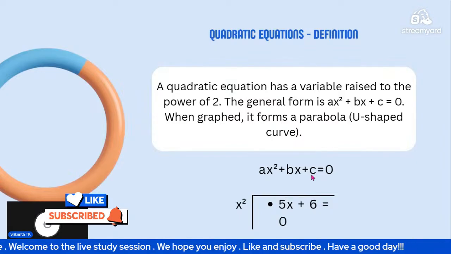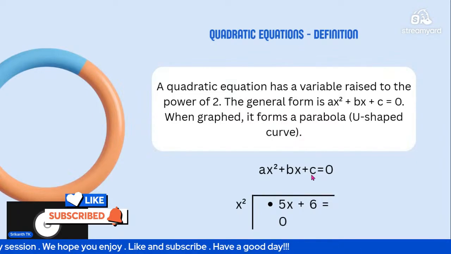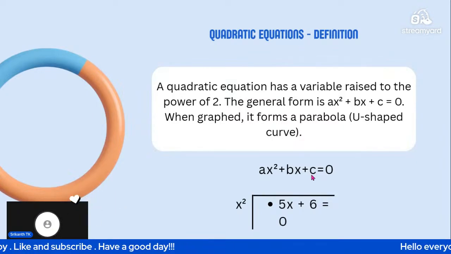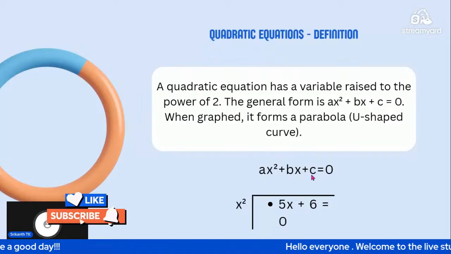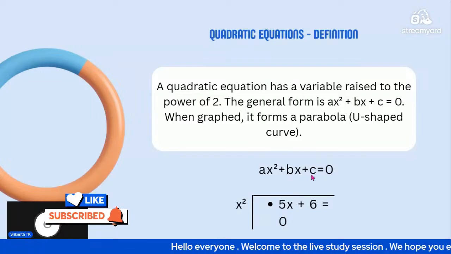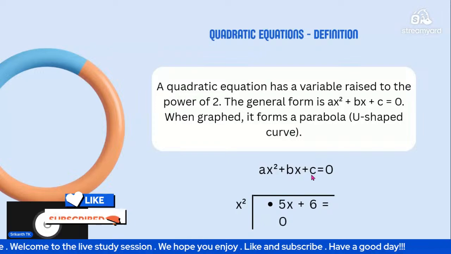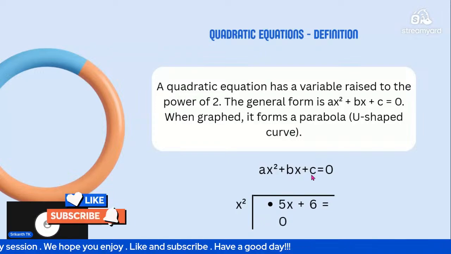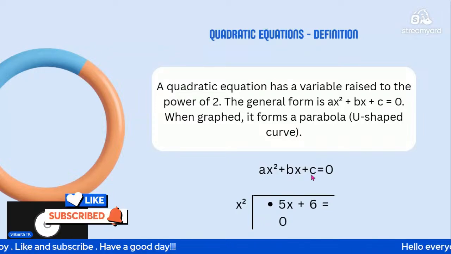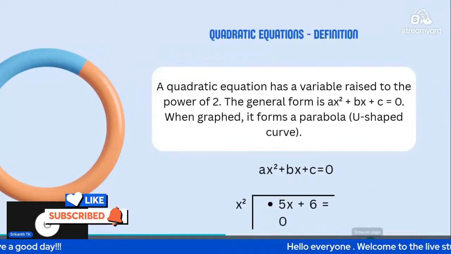Quadratic equations. A quadratic equation has a variable raised to the power of 2. The general form is ax squared plus bx plus c equals 0. When graphed, it forms a parabola, which is a U-shaped curve. Let me show you an example.